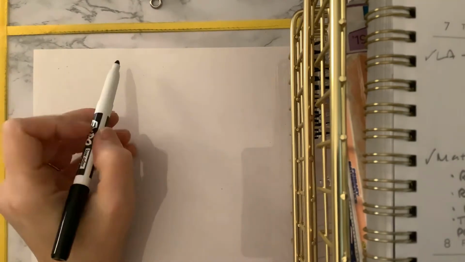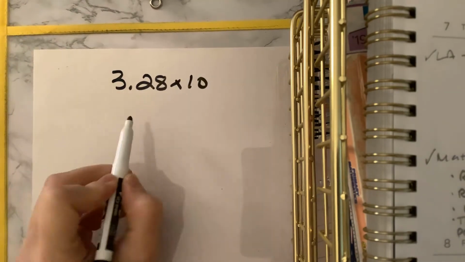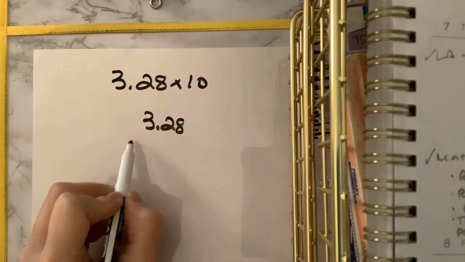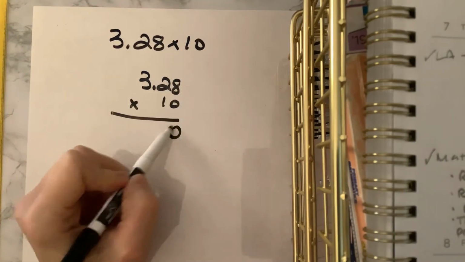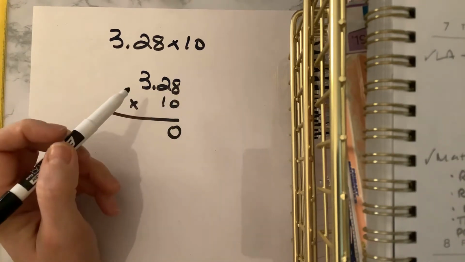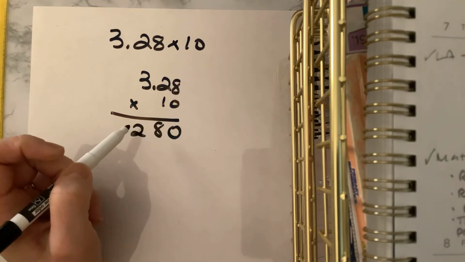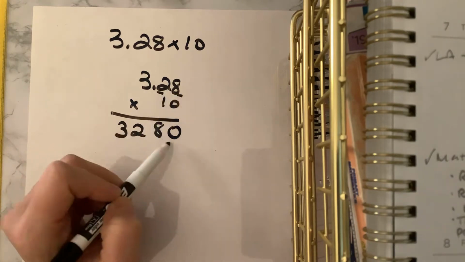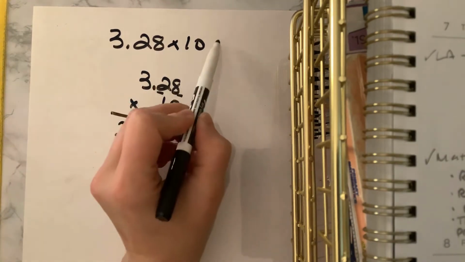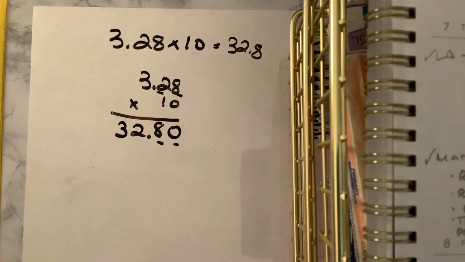So let's just say we're doing 3 and 28 hundredths times 10. So if we follow our rules of multiplication that we've been working on, let's just go through the process. 0 times 8, so we can just put that 0 in to hold our place. And then 1 times 8 is 8. 1 times 2 is 2. 1 times 3 is 3. So that means this answer is 32 and 8/10.